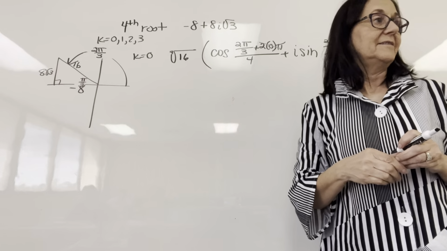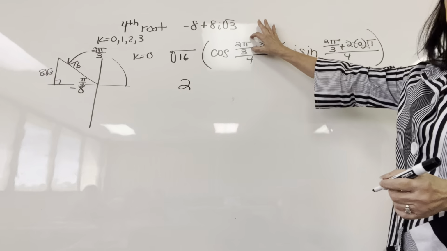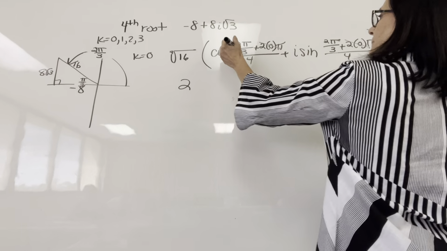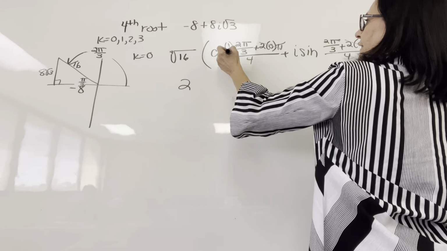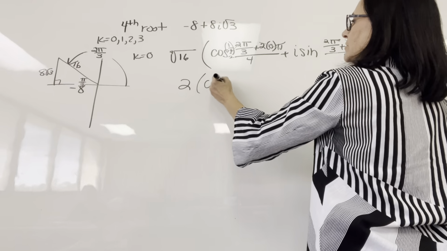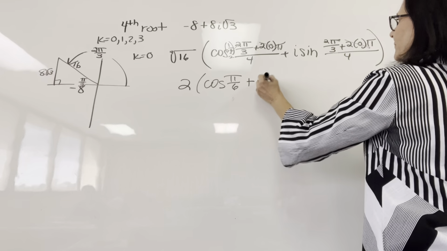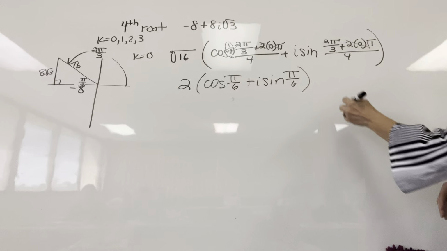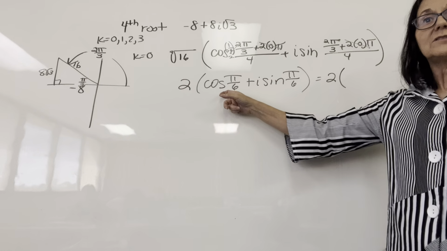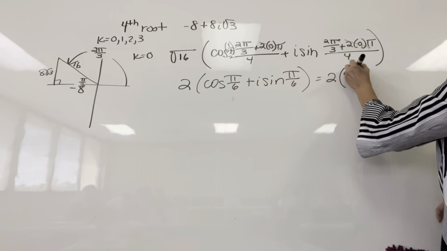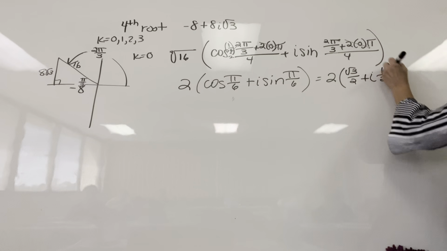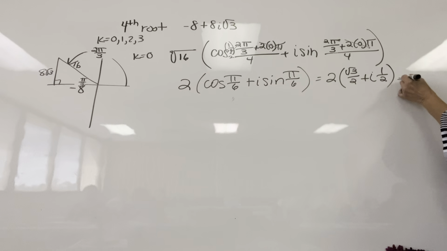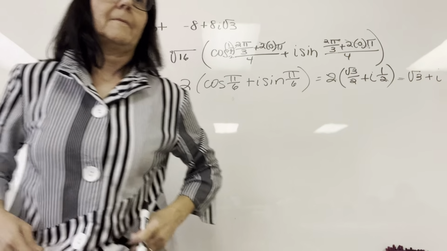Okay, what's the fourth root of 16? 2. All right, this is 2 pi over 3 divided by 4, which is like multiplying by 1/4, but we can cancel that out. So that's cosine pi over 6 plus i sine pi over 6. All right, now let's convert that back to rectangular form. It's going to be 2 times cosine of pi over 6, square root 3 over 2, plus i times 1/2, which is what? The 2's eliminate. Square root 3 plus i. That's the first answer.